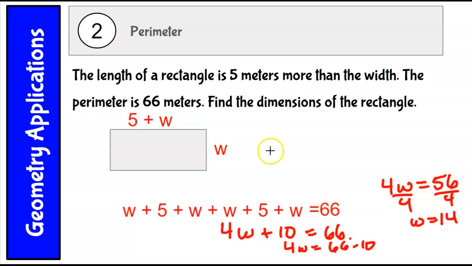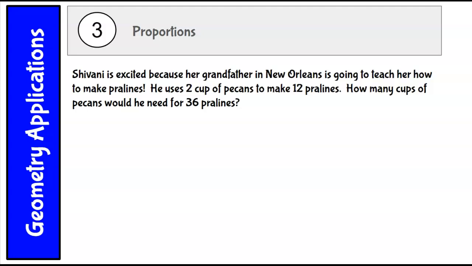Now we know one dimension. It says find the dimensions. So we know W is 14. The length is 5 more than the width. So the length must be 5 plus 14, which is 19. You can always check this by finding the perimeter again with your new values. If you add 14 plus 19 plus 14 plus 19, does equal 66. So you are finished.